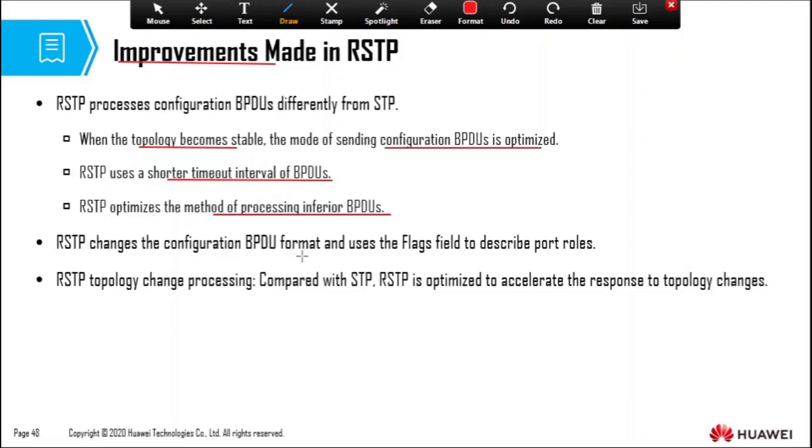So RSTP changes the configuration BPDU format, and it uses the flag field to describe the port roles. STP was only using the two leftmost bits and rightmost bits. But now, RSTP utilizes all the flags to describe the port roles so that we can know the role and the state that a port is in at any given point. RSTP topology change processing: compared with STP, RSTP is optimized to accelerate the response to topology changes. So we're also going to see how.